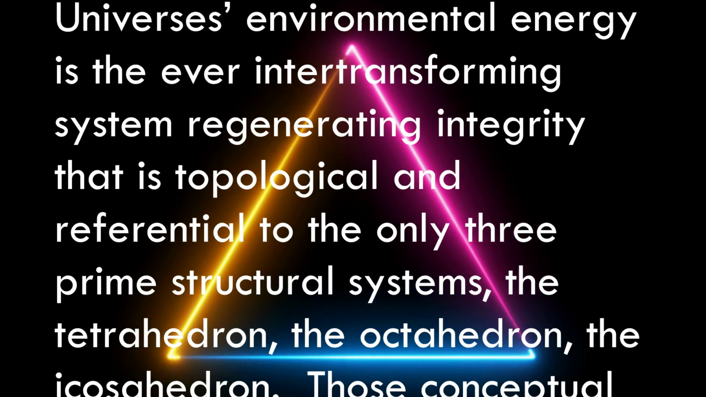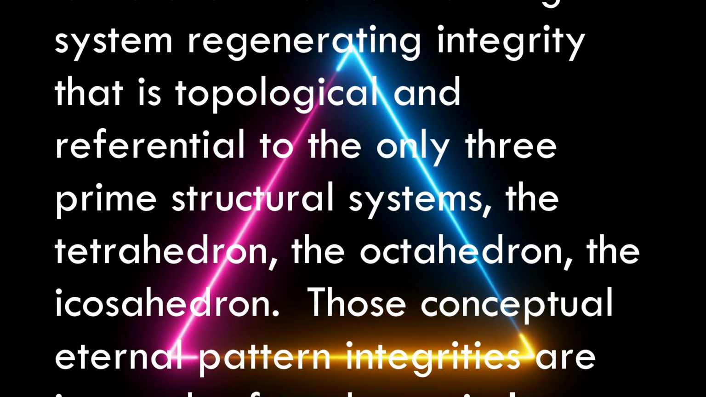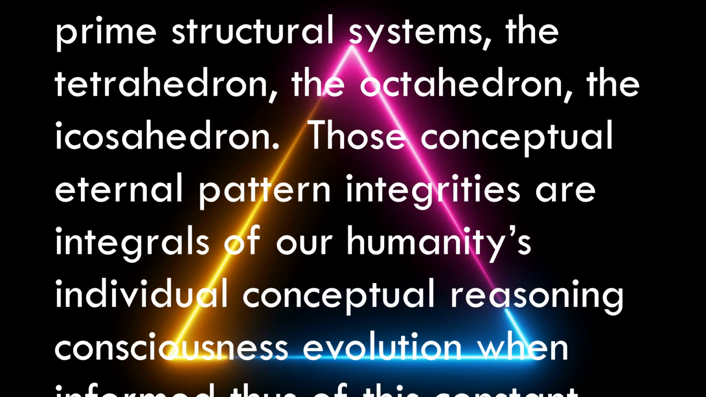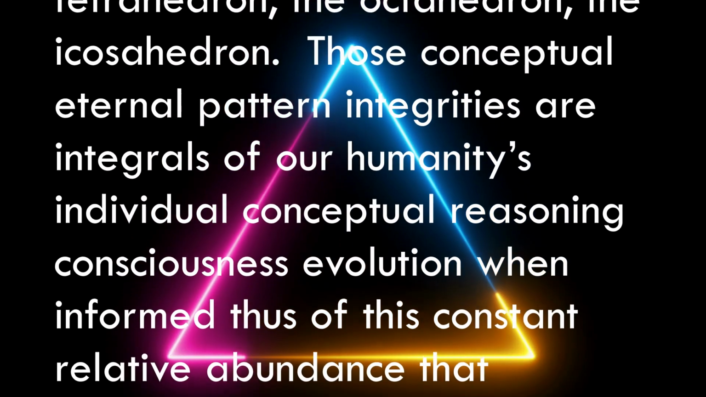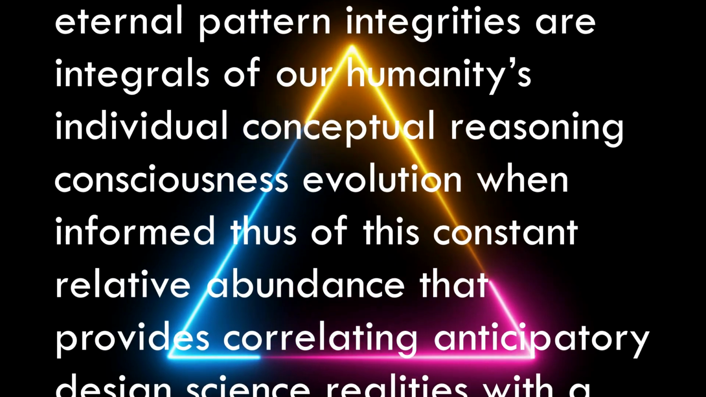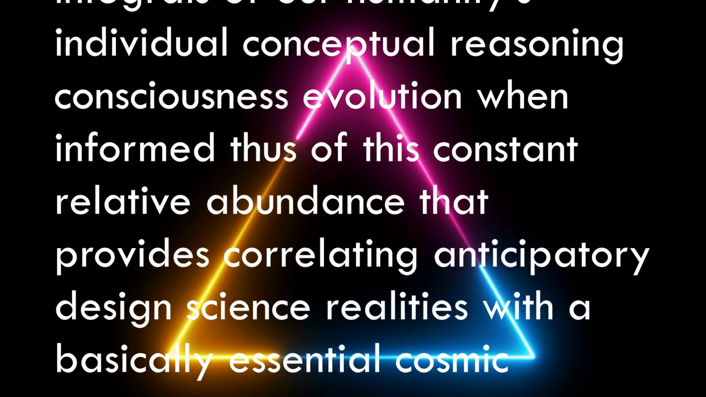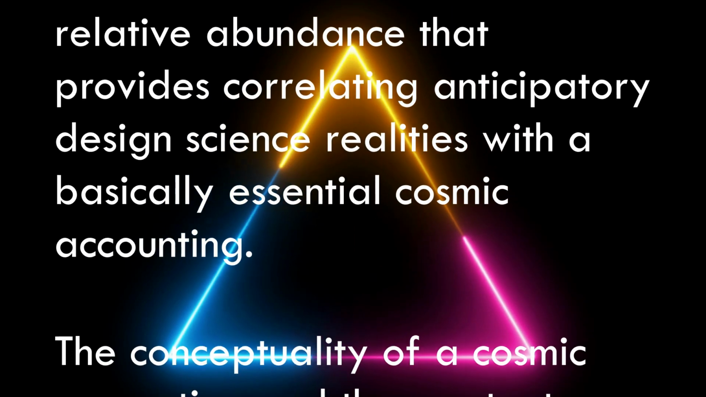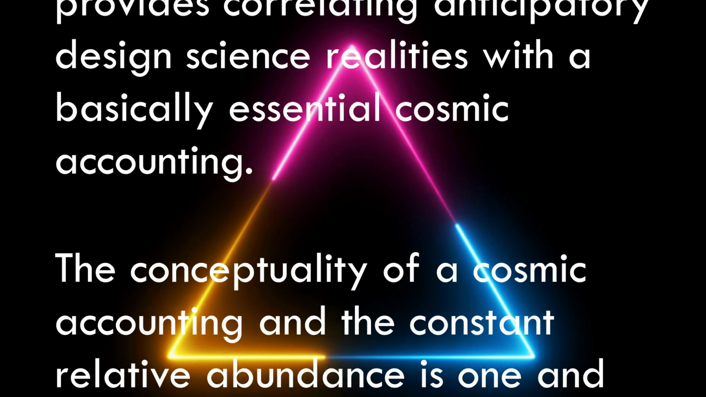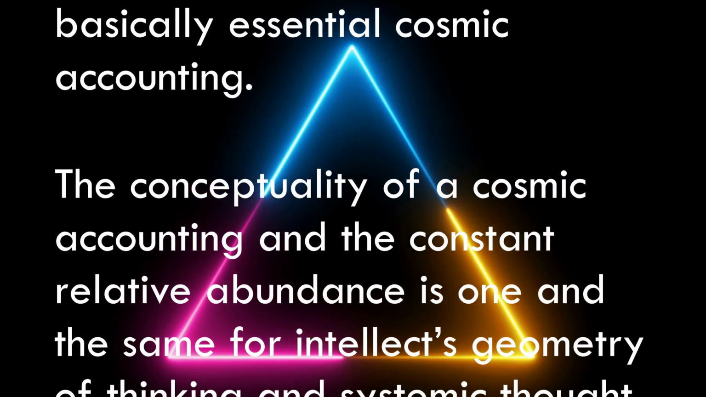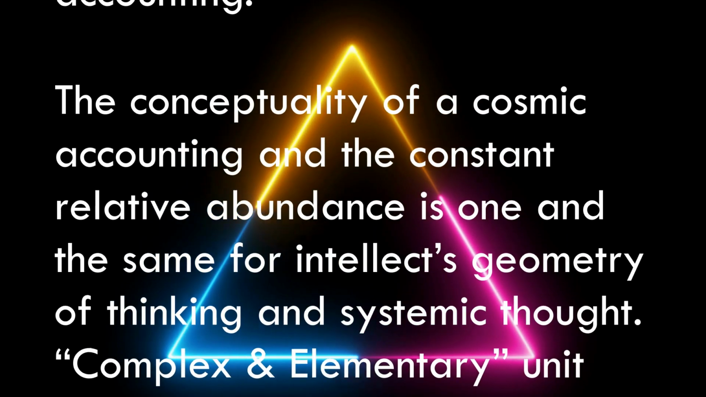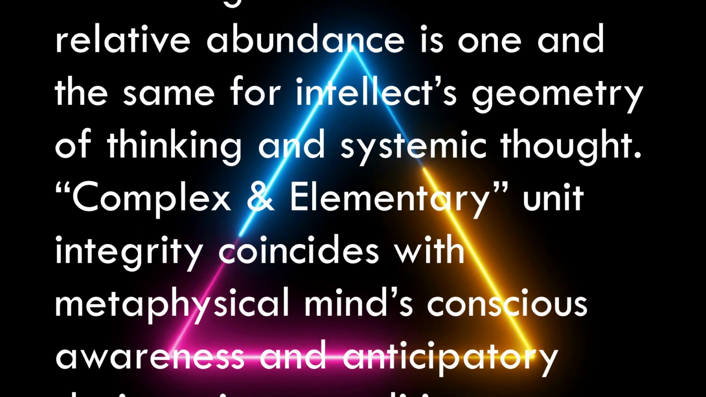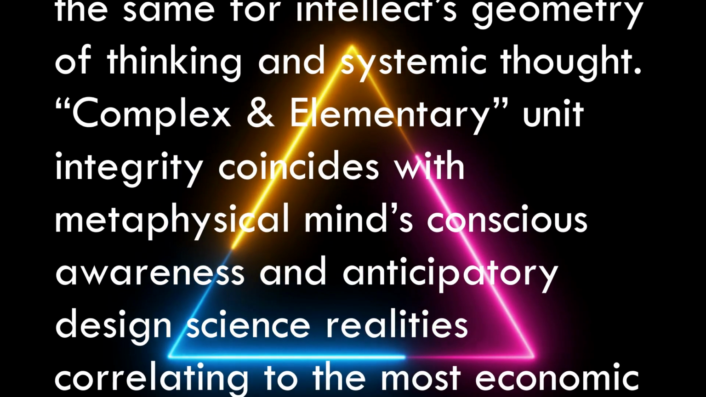Those conceptual eternal pattern integrities are integrals of our humanity's individual conceptual reasoning, consciousness evolution, when informed thus of this constant relative abundance that provides correlating anticipatory design science realities with a basically essential cosmic accounting. The conceptuality of cosmic accounting and the constant relative abundance is one and the same for intellect's geometry of thinking and systemic thought. Complex and elementary unit integrity coincides with metaphysical mind's conscious awareness and anticipatory design science realities correlating to the most economic way a system can behave relative to unity and self in universe.